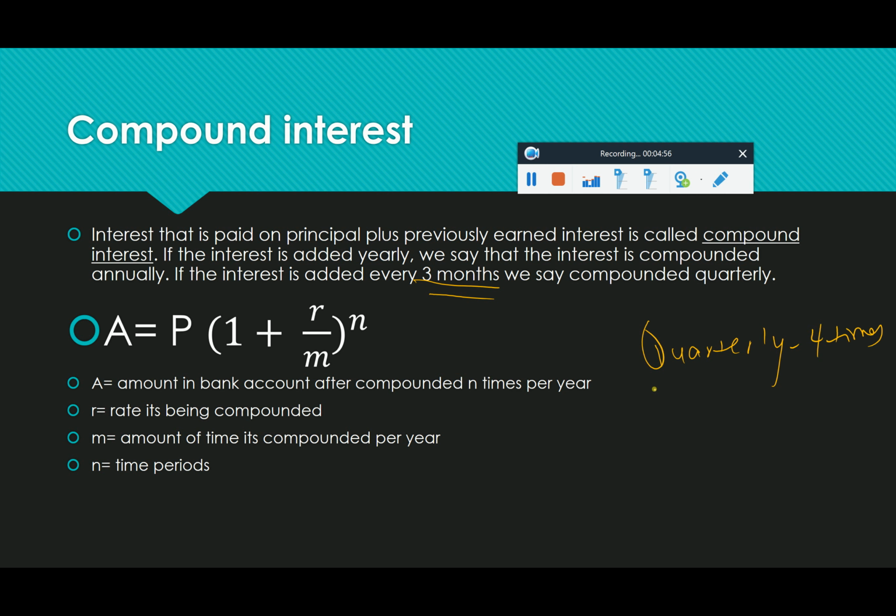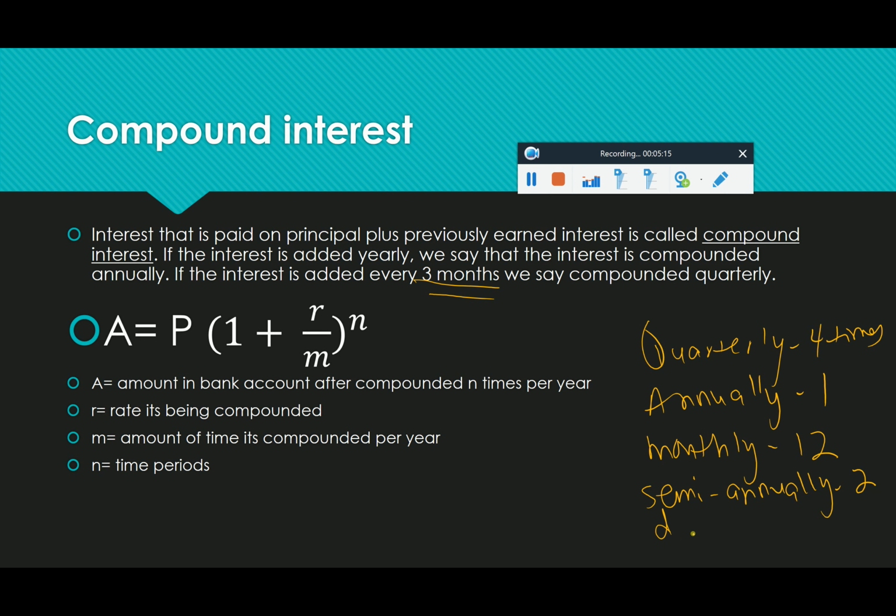Monthly would be 12 times a year. Semi-annually, something else you may see. Semi-annually means twice a year. And another one you may see is daily, even though that never really happens, but it's 365.